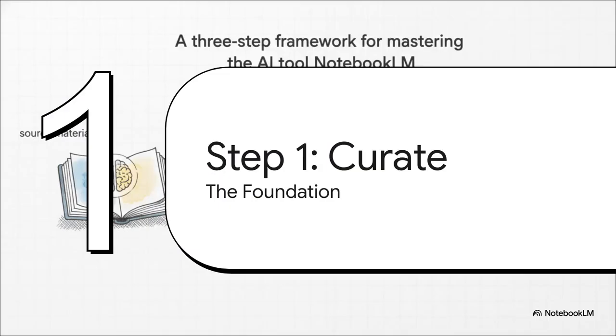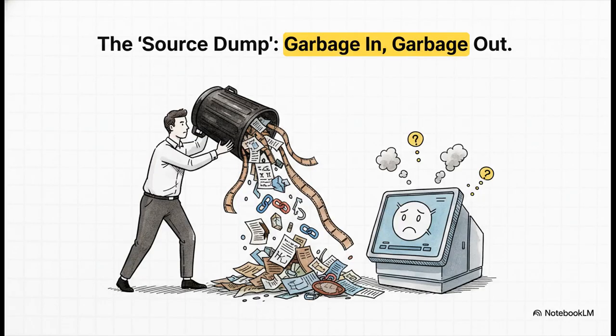All right, let's start with step 1, and this is maybe the most important part of the whole thing, curation. If you get this right, you are already 80% of the way there, for real. So what's the number one mistake I see people making? I call it the source dump. You know what I mean. You just grab a bunch of random links, articles, maybe some videos, and just throw them all into a notebook and hope for the best.